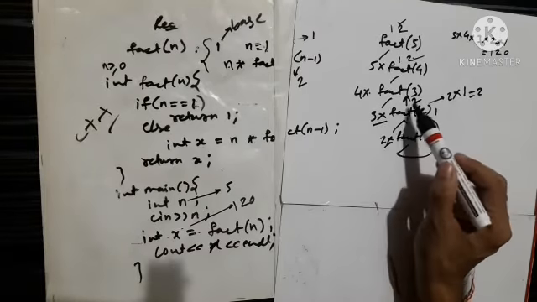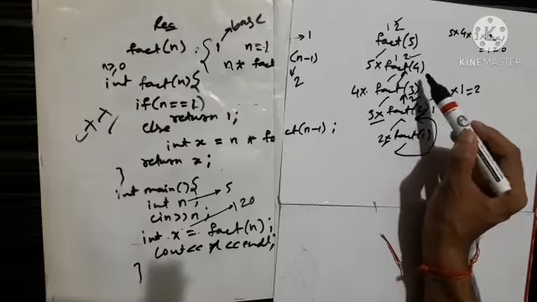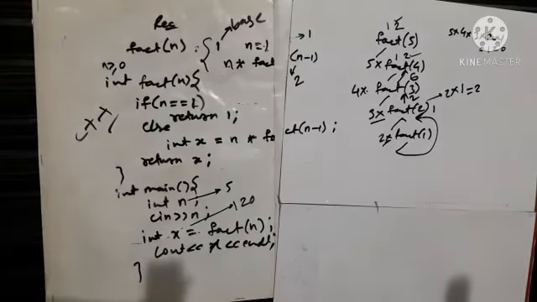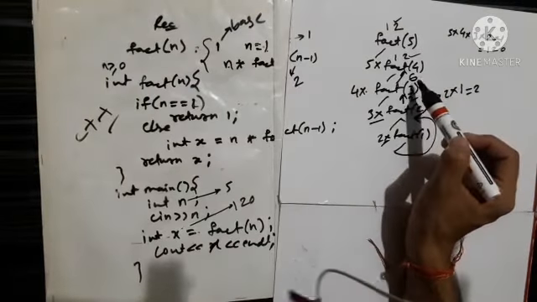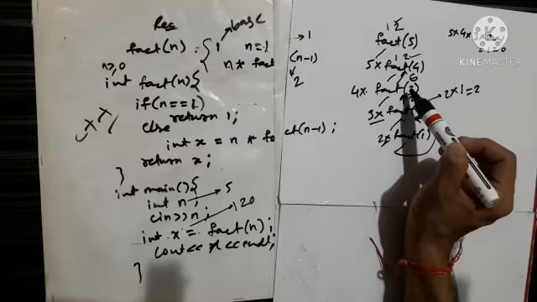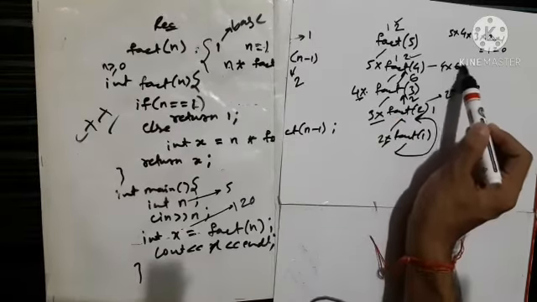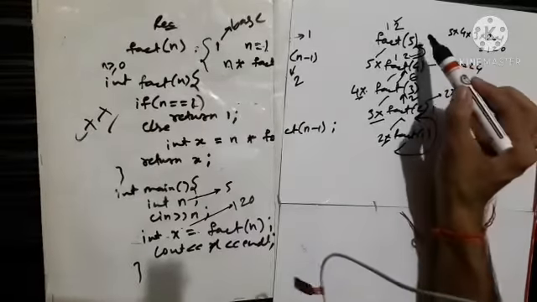Are you getting my point? 3 into 2, 6. Now fact of 3 will return to its parent, that is fact of 4, as 6. This is very simple. I have made the code super simple, isn't it? Now fact of 4 has got the value 6 from its child, and it will do 4 into the returned value, that is 6, that is 24, and it will return to its parent, that is fact of 5, as 24.